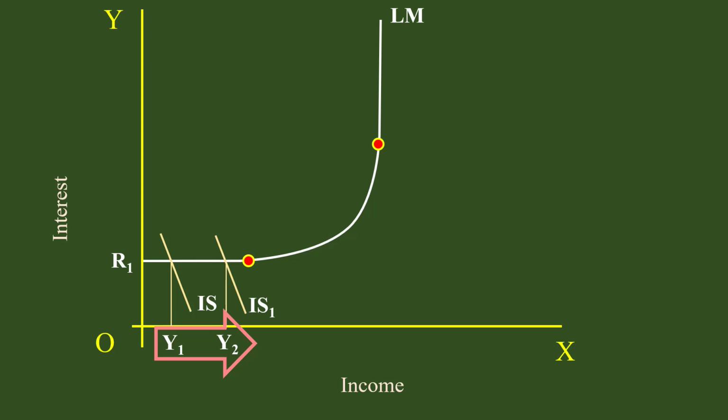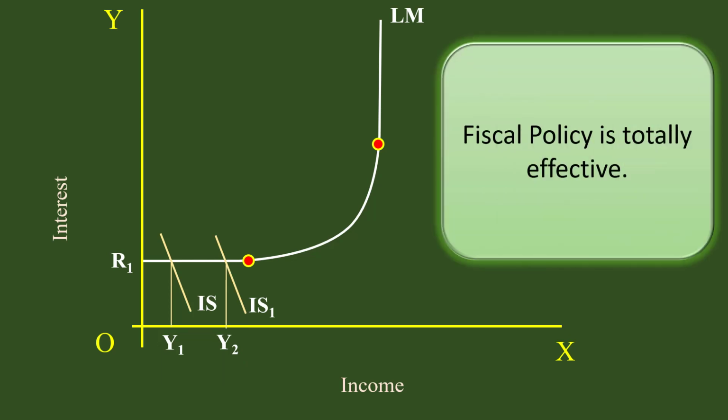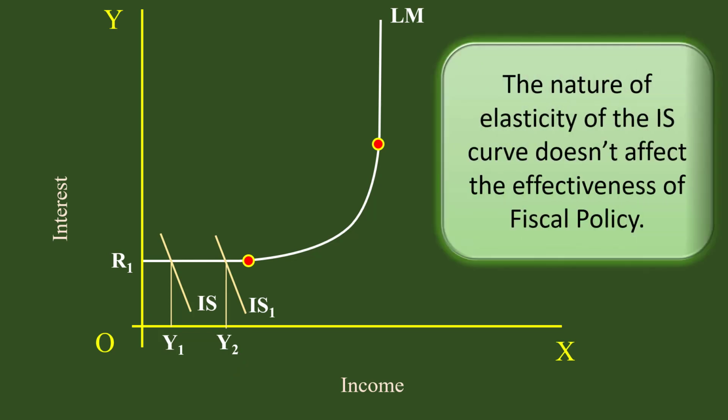Our conclusion is that in the Keynesian range: 1. Monetary policy is totally ineffective. 2. Fiscal policy is totally effective. 3. The nature of elasticity of the IS curve doesn't affect the effectiveness of fiscal policy.